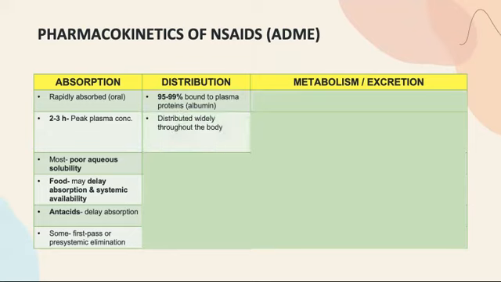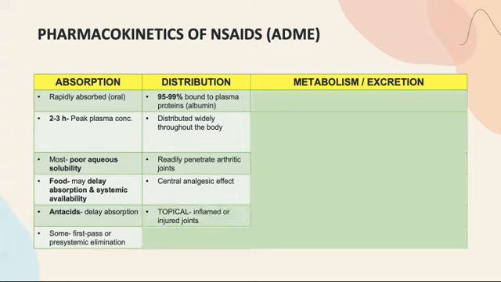Most NSAIDs are distributed widely throughout the body, and they readily penetrate the arthritic joints. Most NSAIDs achieve sufficient concentrations in the CNS to have a central analgesic effect. Celecoxib is particularly lipophilic and moves readily into the CNS.